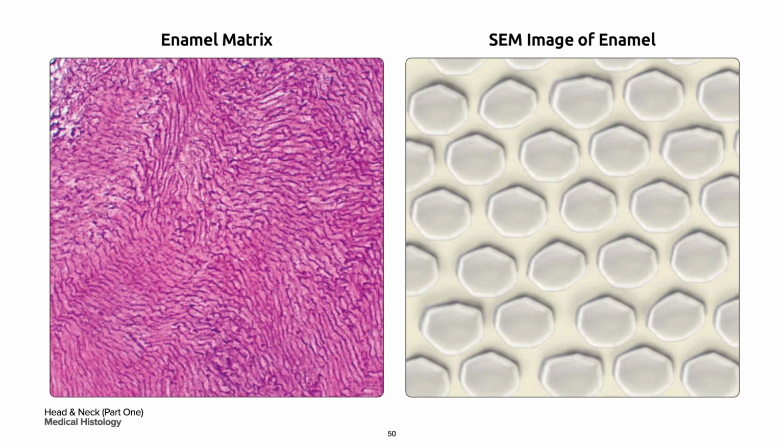Enamel cannot be regenerated or replaced and is unfortunately vulnerable to demineralization by acids in the environment because it is highly mineralized. On your right is a graphic depicting a scanning electron microscope, or the SEM image, of the enamel. SEM images are primarily used for research purposes.